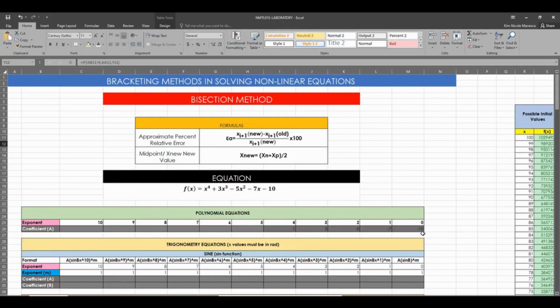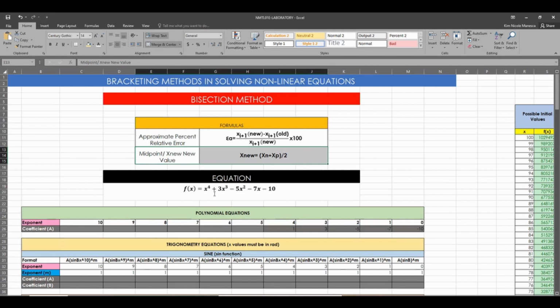This Excel worksheet works in computing the root of a given function using the bisection method. Bisection method is under the bracketing methods in solving non-linear equations. It is an approximation method to find the roots of the given equation by repeatedly dividing the interval. In this template, we have the following formulas: the approximate percent relative error and also the midpoint. So let's try to work on this template.